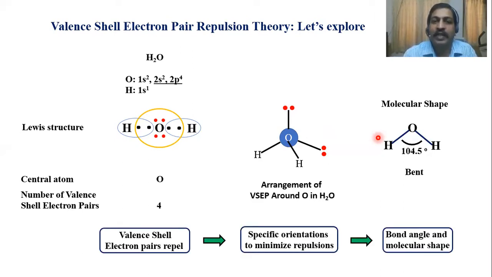Valence electron pairs around the central atom will repel one another. To minimize the repulsions, the electron pairs will orient themselves such that the distance between them is maximum, and thereby the repulsions are minimized. And this gives rise to specific bond angles and molecular shape. So next, let us look at a more simple example.